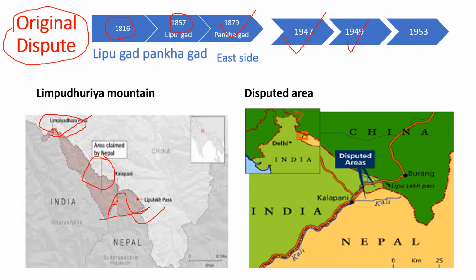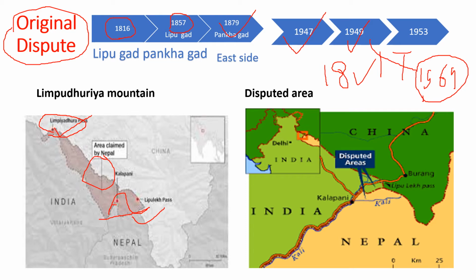So what India and Nepal did: Nepal took 18 points near the Nepal border, and there the Indian troops were deployed, yes, up to 1969. After that, Indian troops were removed in 1969. From 1949 to 1969, Indian troops were there on the Nepal border.